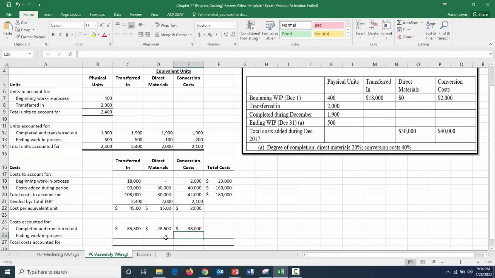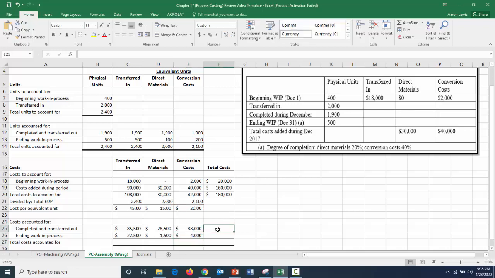28,500. And then conversion cost, 1,900 times 20, 38,000. For ending WIP, well, it's just the number of equivalent units in ending WIP times that cost per equivalent unit. So 500 times 45 is 22,500. 100 times the 15 gives us 1,500. And 200 times 20 bucks gives us 4,000.